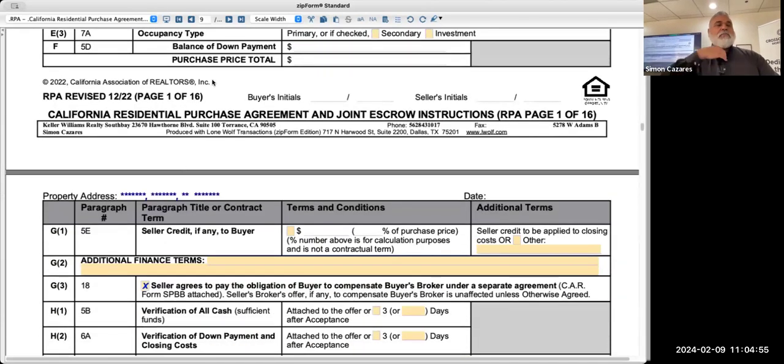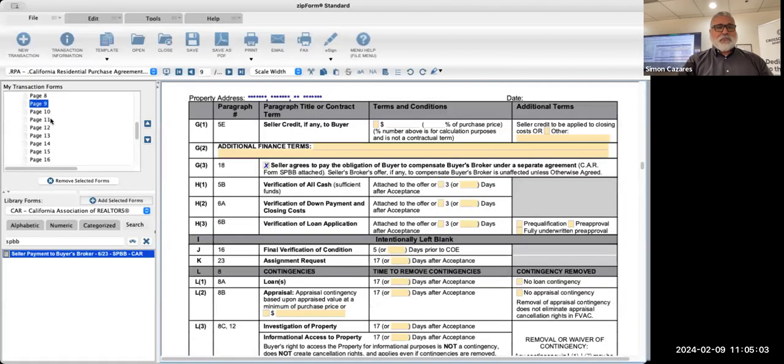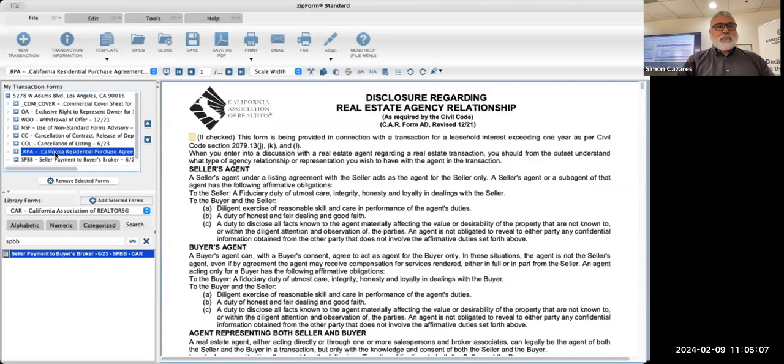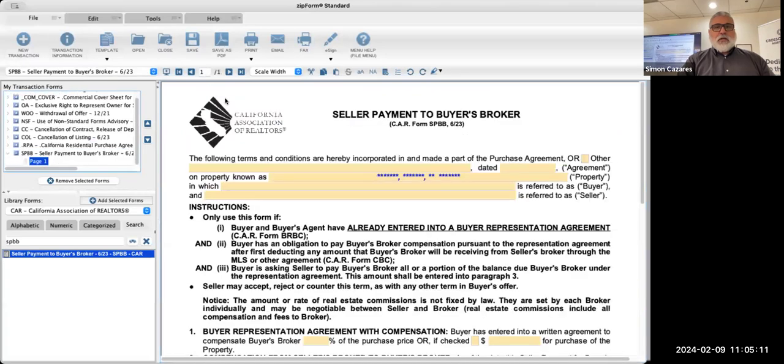Okay, so now let me pull that form. So let's just say that the scenario is that you do have a buyer representation agreement. Okay, so this is how the form looks.